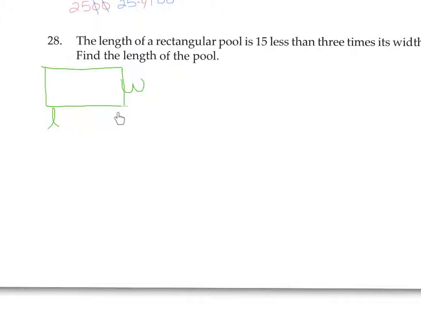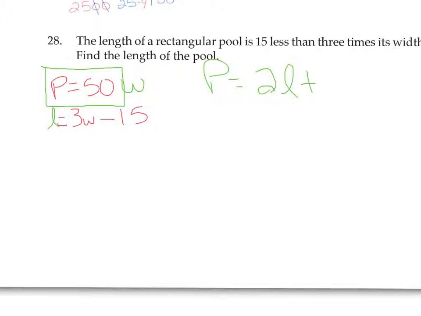So we need to write an equation here for length. The length is 15 less than, means you're taking 15 away, 3 times the width. So that would be 3W. The perimeter is 50 meters, so I'm going to write the perimeter here in the middle. Okay, we need a formula. The perimeter of a rectangle, P equals 2L plus 2W. And then we're going to substitute some stuff in there.